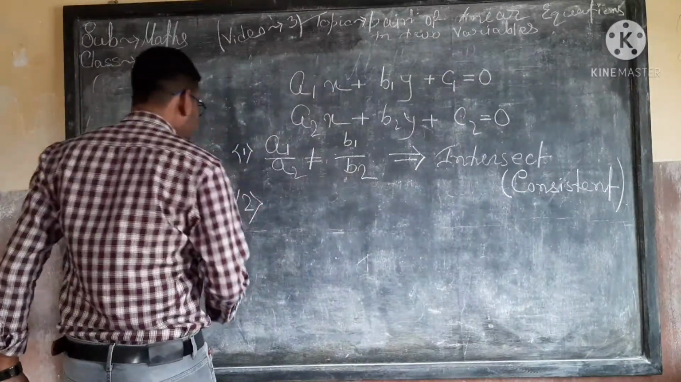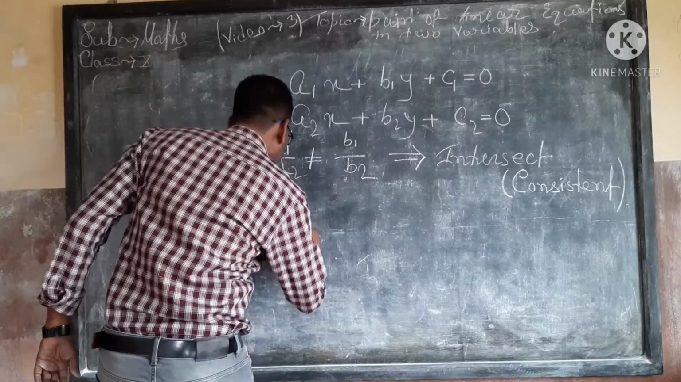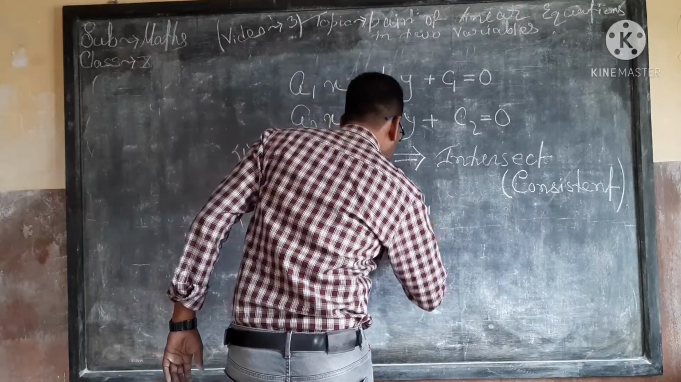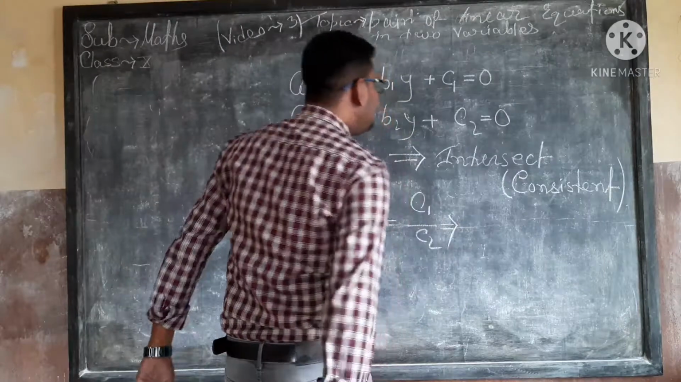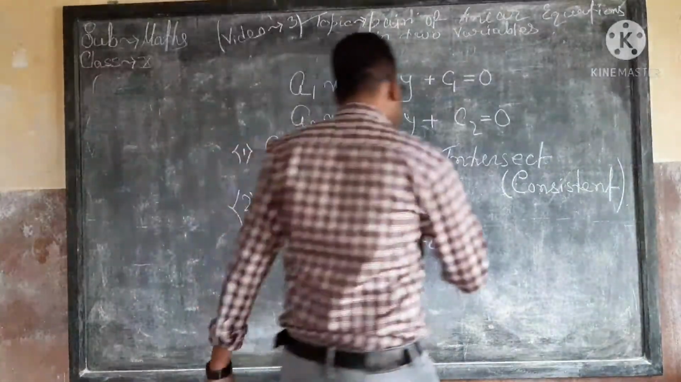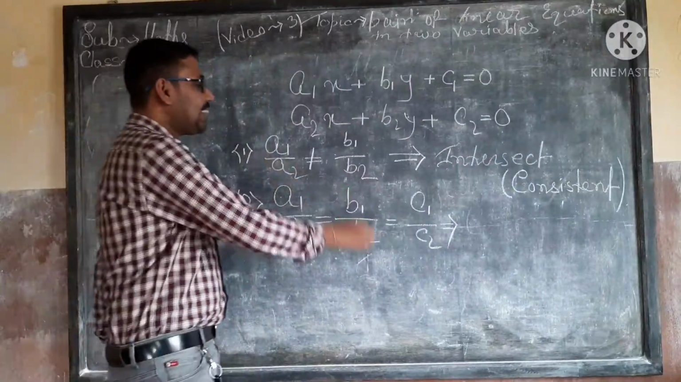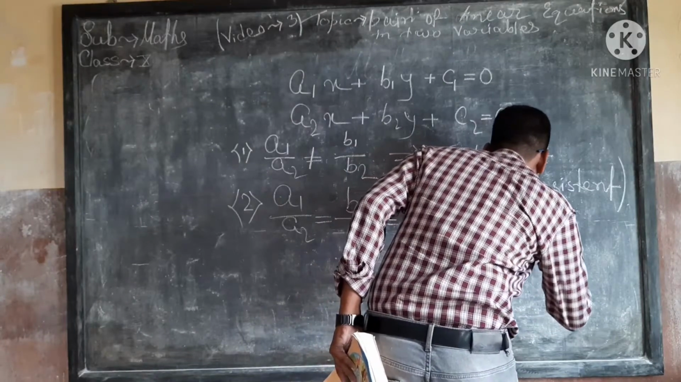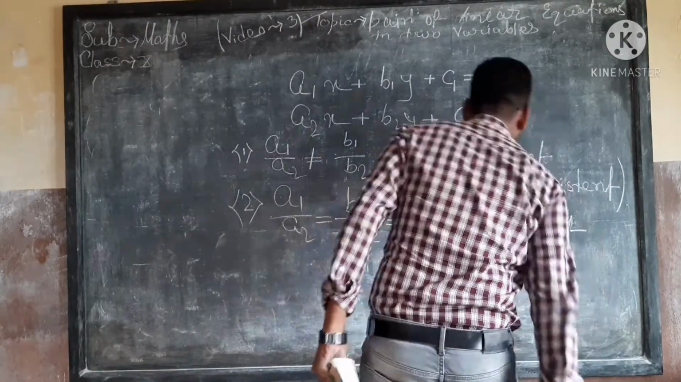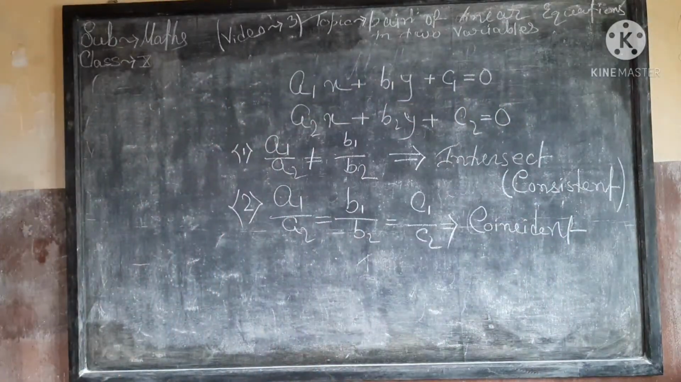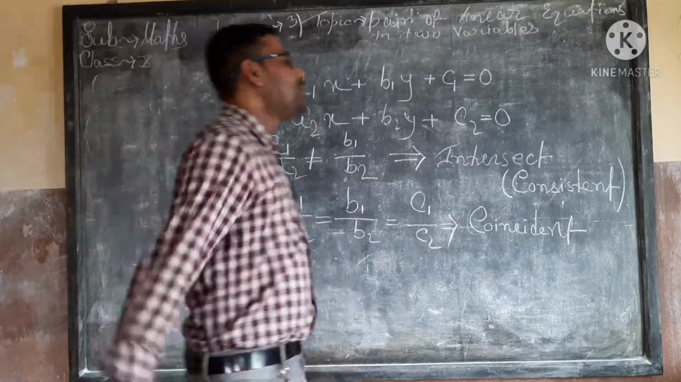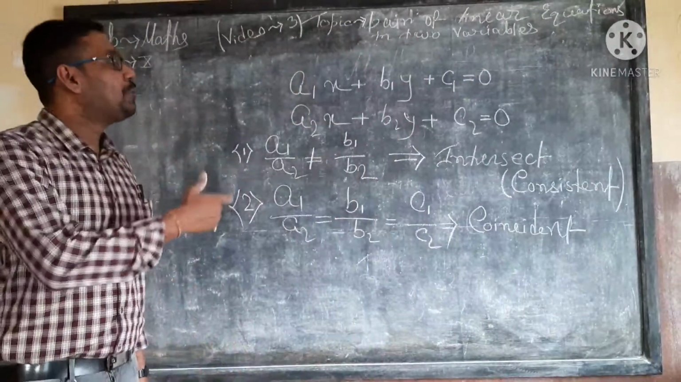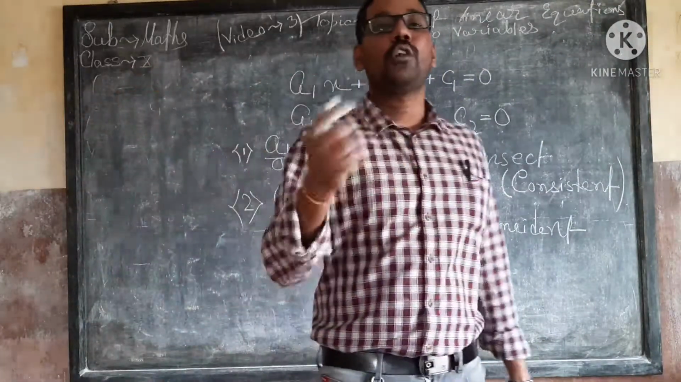Second criterion: if A1 by A2 is equal to B1 by B2 is equal to C1 by C2, that means these two straight lines are coincident. It also satisfies the consistent criterion, and this pair of linear equations has infinitely many solutions.